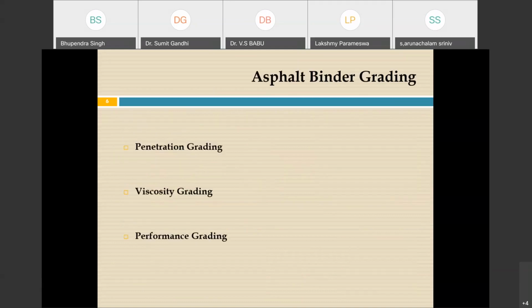Now coming on to the asphalt binder grading. Mainly three kinds of gradings are being used. The first one is the penetration grading, the second is viscosity grading, and the third one is the performance grading. Apart from this, initially a chewing test was also done, where an experienced person used to chew the bitumen, and based upon that they used to classify it as hard or soft or moderate. That was long ago. Then that was replaced with the penetration grading. So let me start with the penetration grading.